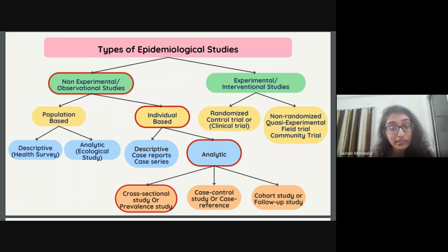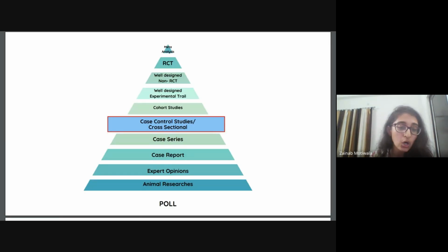Today, we will be focusing on cross-sectional study designs, which are also called prevalence-based study designs. And this is called so because it is more so like a snapshot of the population.